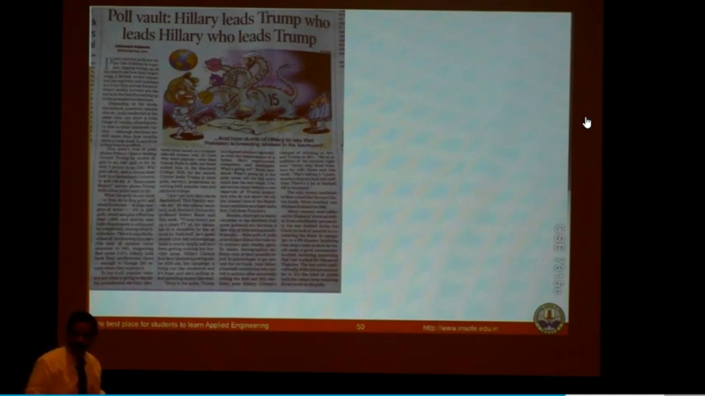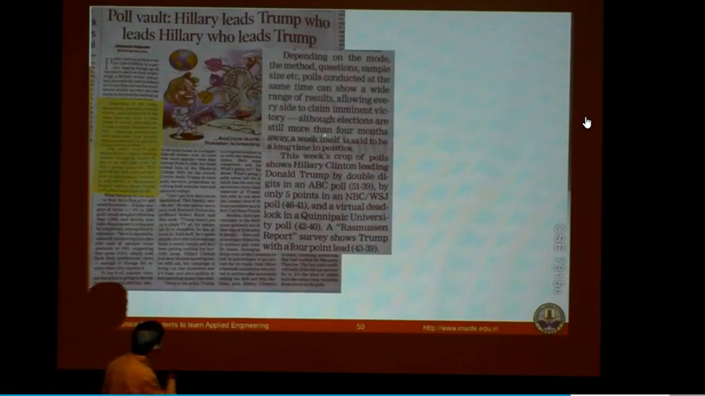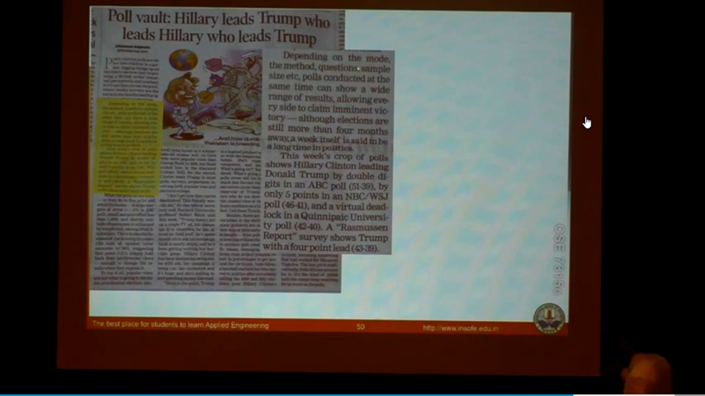All happened. And what is happening in all these elections? All of this is in fine print here. Actually, this article is nice. This is a very nice article because they mention the problems with such polls. Depending on the mode, the method, the questions, sample size, etc., polls conducted at the same time can show a wide range of results, allowing every side to claim imminent victory.